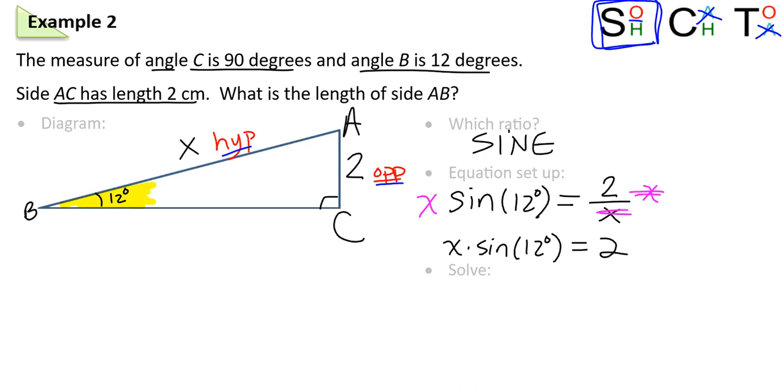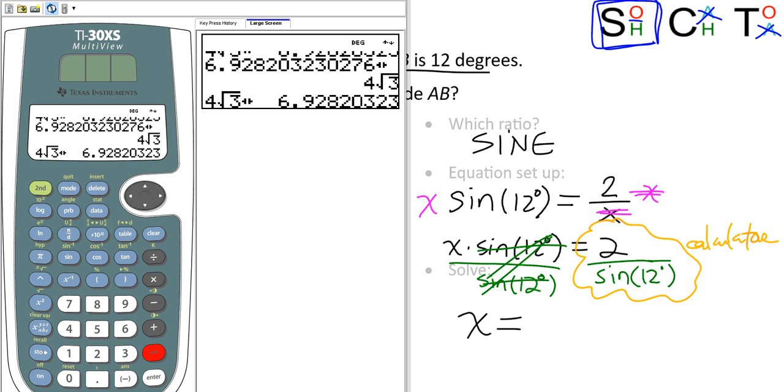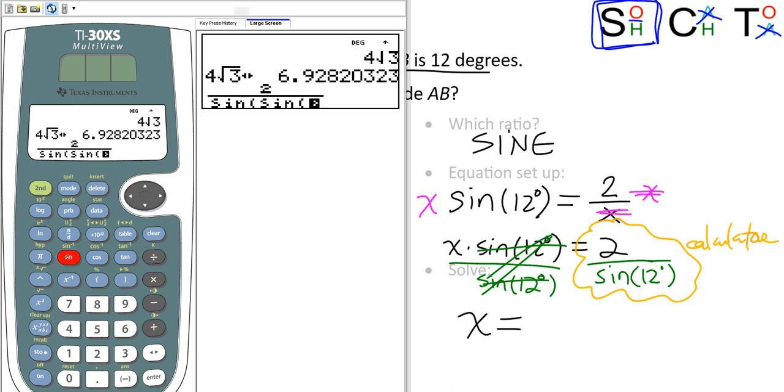And now we can divide by the sine of 12 degrees. At first it kind of seems a little weird to be dividing by this strange sine 12 degrees thing, but it works great, and you'll get used to it, even though it does kind of look a little weird at first. So on the left-hand side of our equation, we now just have x equals, and we can use our calculator to calculate this. Our calculator can tell us what 2 divided by the sine of 12 is.